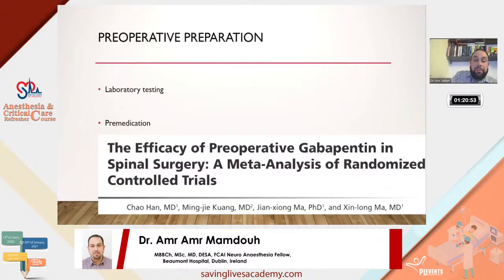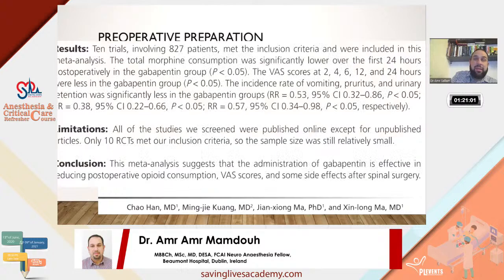This is a meta-analysis published in 2017 about the efficacy of preoperative gabapentin. It shows about 10 trials involving 800 patients. And all of the studies suggest that administration of gabapentin is effective in reducing postoperative opioid consumption and the VAS scores for pain, and even some side effects of the spinal surgery itself.